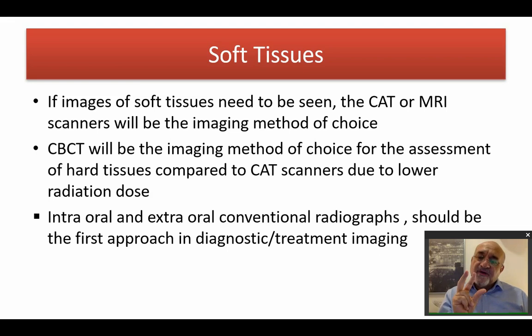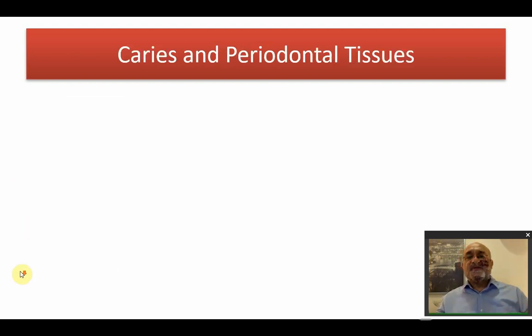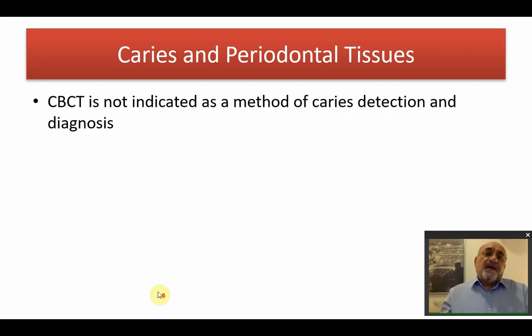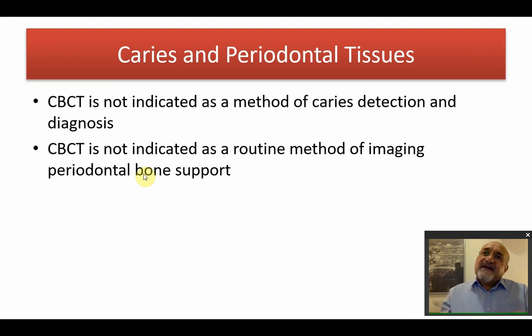If you feel that you cannot visualize the lesion or a tooth in three dimensions, then your next choice will be the CBCT. Now let's come to caries and periodontal disease. CBCT is an absolute contraindication as a method of caries detection. Your gold standard here is naturally the bitewing radiograph, especially if you are chasing interproximal caries, early interproximal caries.